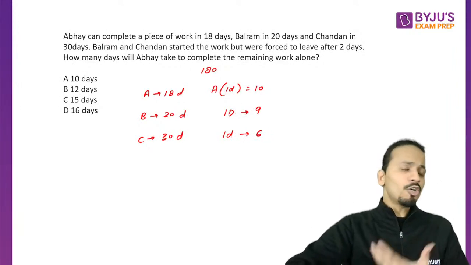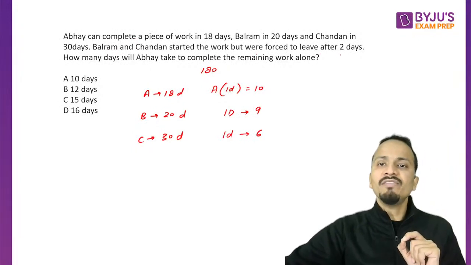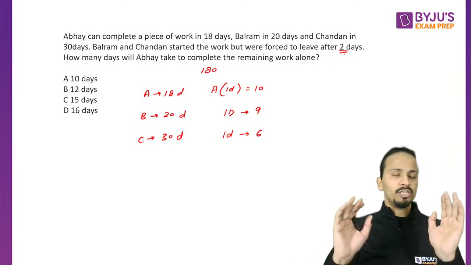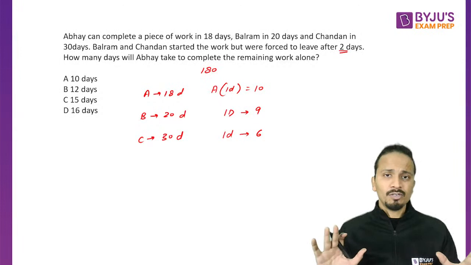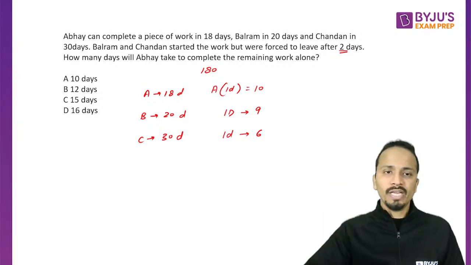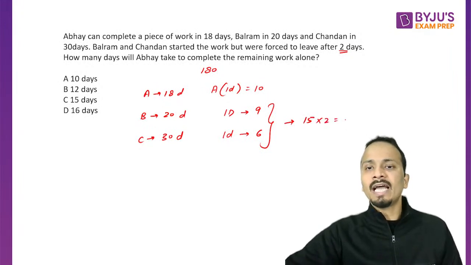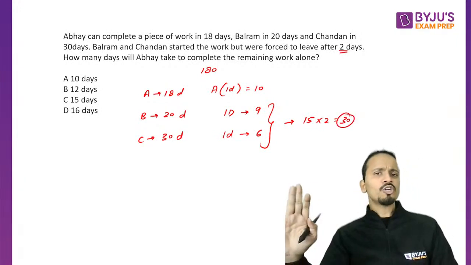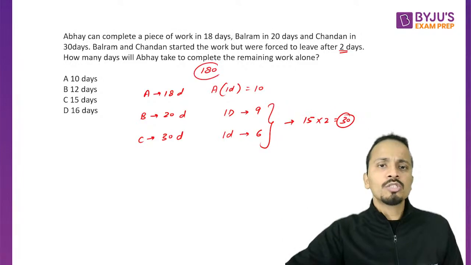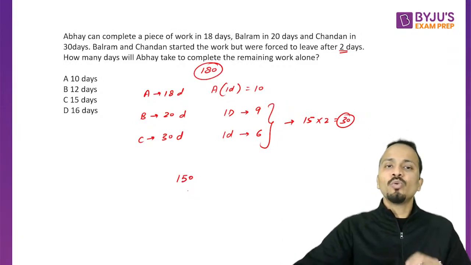Now what the question is saying is Balram and Chandan started the work but were forced to leave after 2 days. So they started the work, A was not involved. So B and C started the work and they worked for 2 days. Now B and C in 1 day can finish 15 units of work, so in 2 days, they can finish 30 units of work. So after 2 days, 30 units of work is already done. The total work was 180 units, so I'm left with 150 units of work.